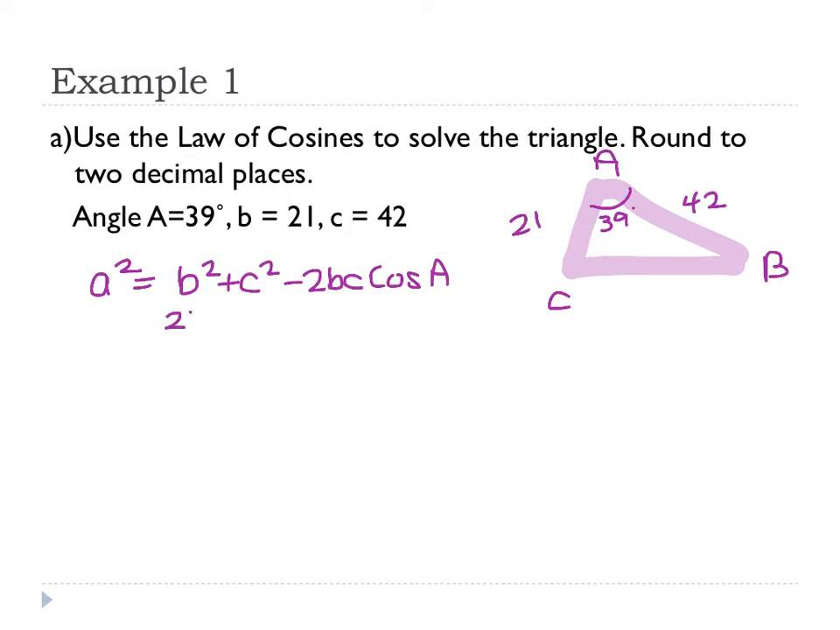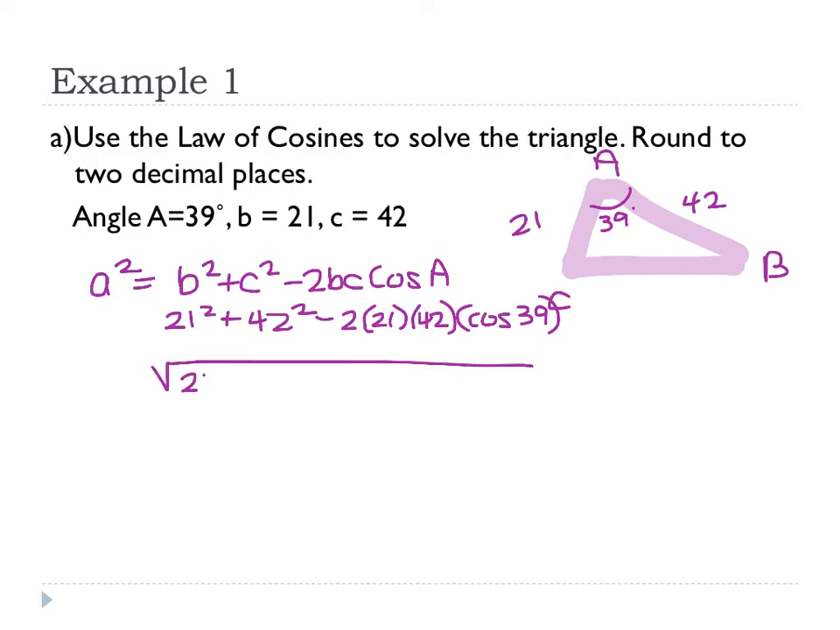B squared is 21. C squared is 42. 2 times 21 times 42 times the cosine of the angle opposite the side I'm looking for, which is 39. And you can actually type that whole thing in your calculator all at once, square root of, because I'm going to eventually have to take the square root.